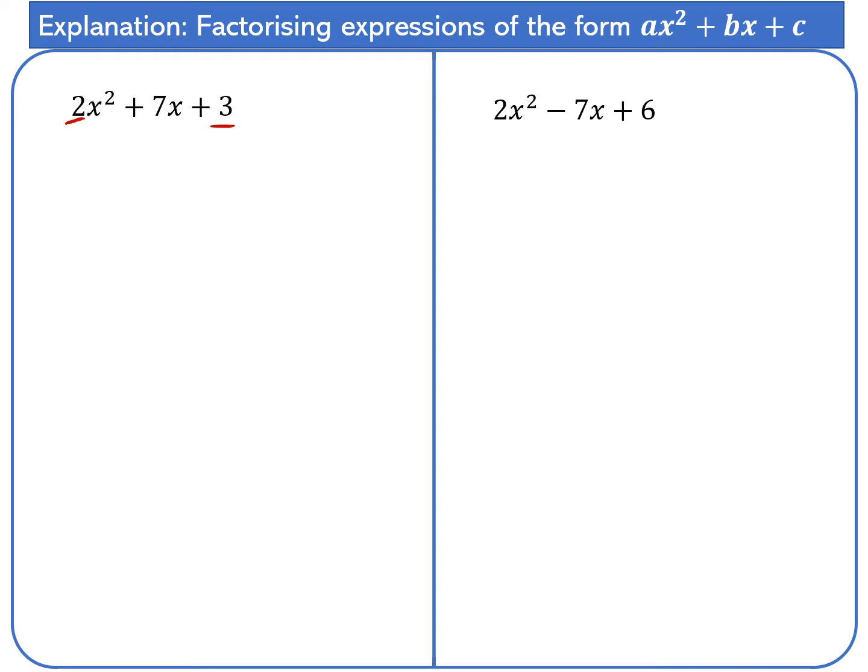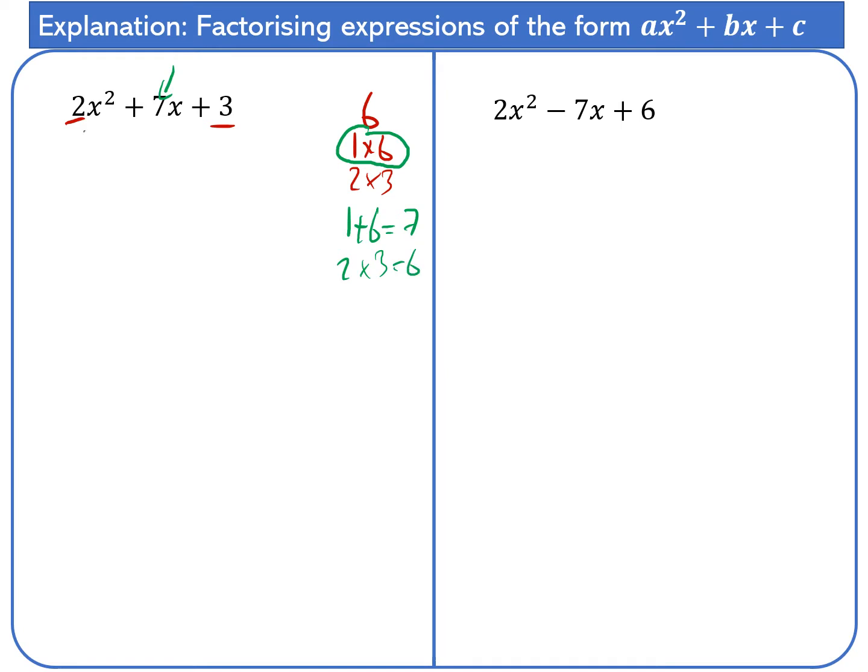So 2 times 3 is 6. I've got 1 times 6, 2 times 3 as my factor pairs. What can I use to put together to make 7? 1 and 6. And just double check that. 1 plus 6 is 7. And 2 times 3 is 6. That works.